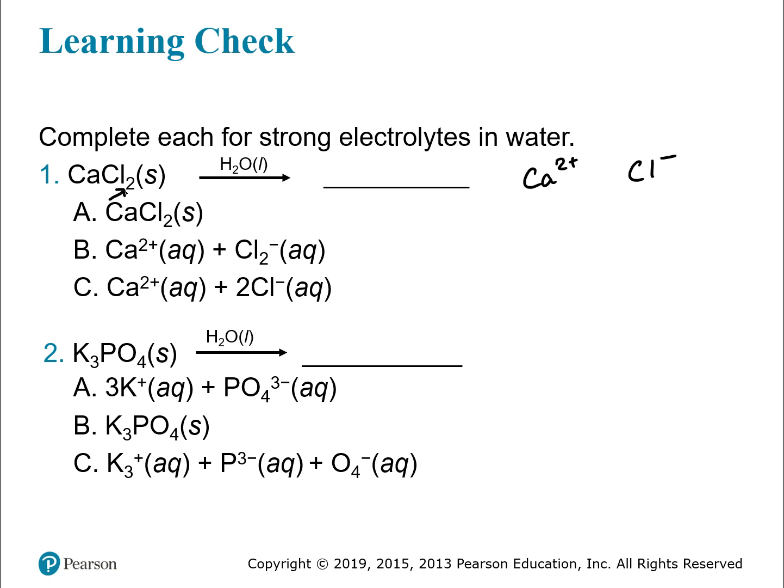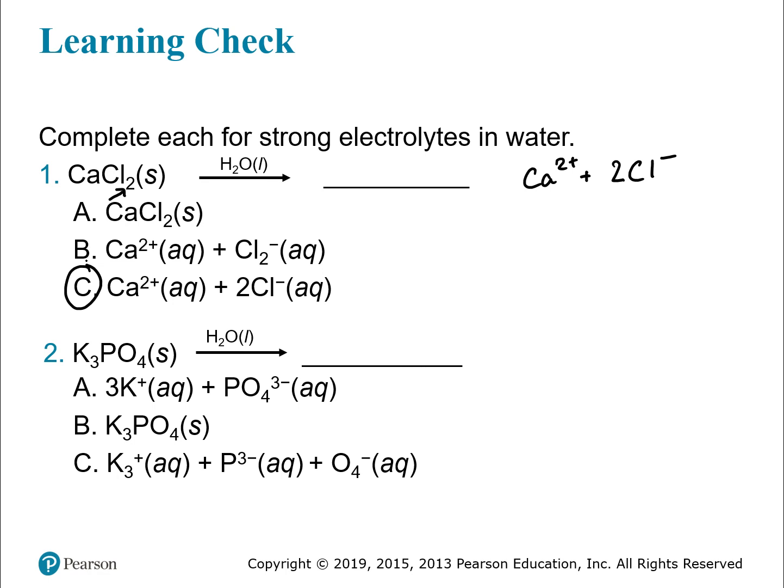There's a subscript of 2 after the chlorine. So that means that if this molecule breaks up, we're going to have 2 chlorine ions plus the calcium. So the only one that looks like that is C. So don't let those subscripts trick you.